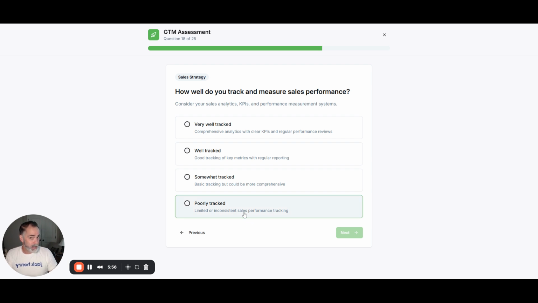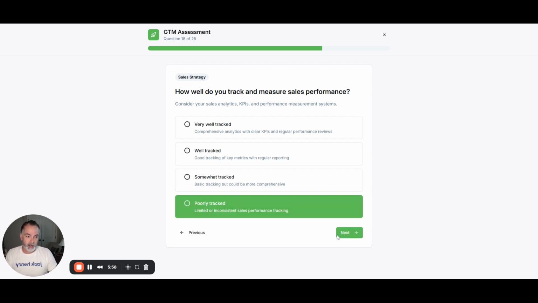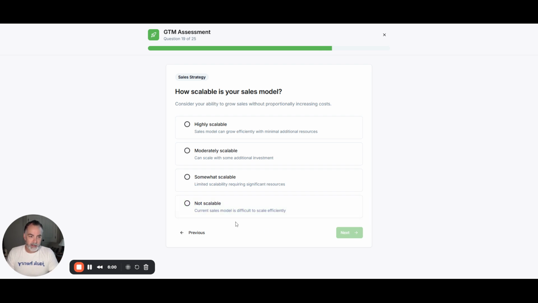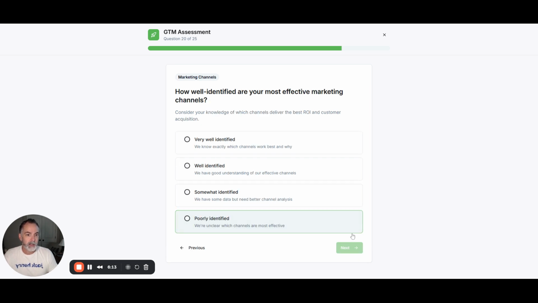How well do you track and measure sales performance? They weren't even thinking about sales performance and how they were going to track that. So we're going to say poorly. How scalable is your sales model? In this case, it's not scalable because they've never scaled a sales model like this. But if you have, you would answer something totally different. We're almost there. We've got a few more questions left.